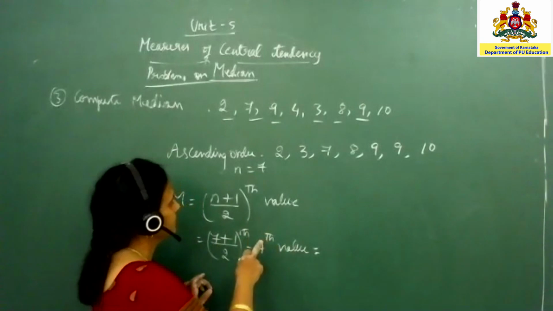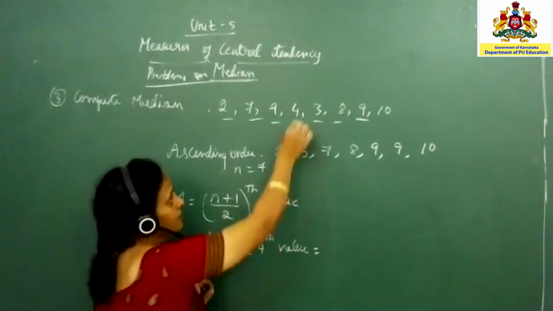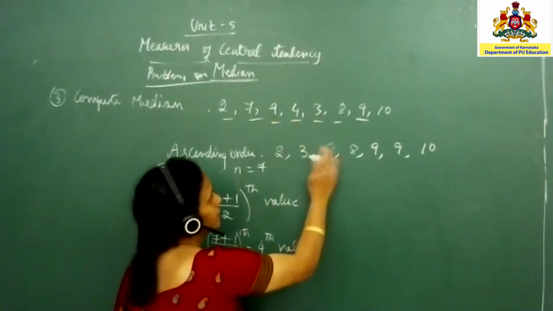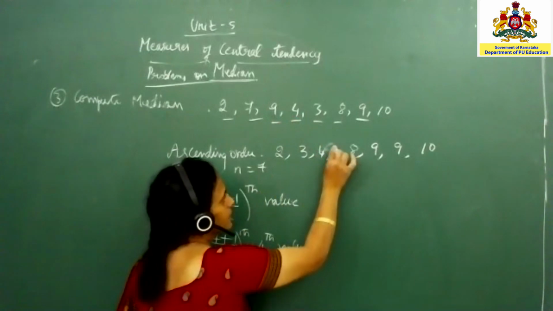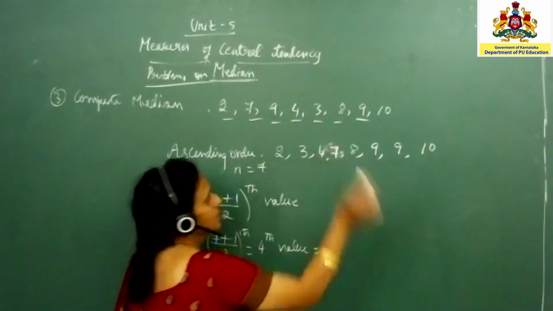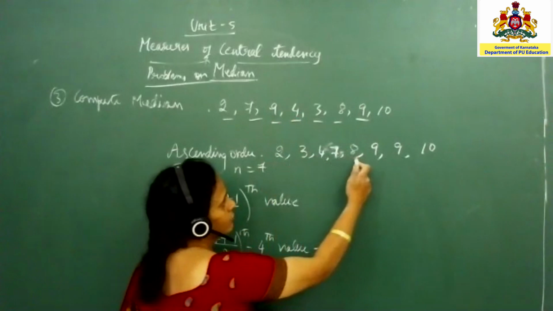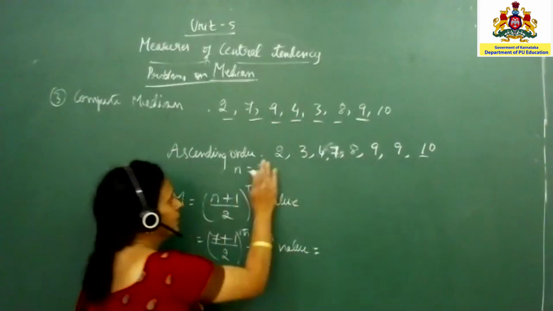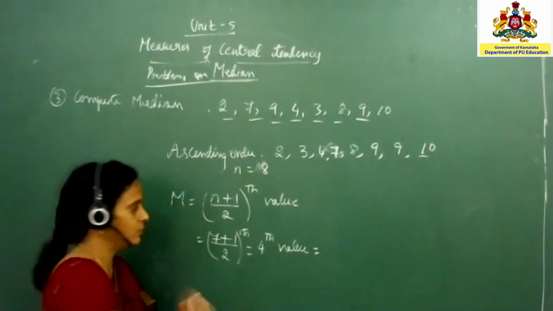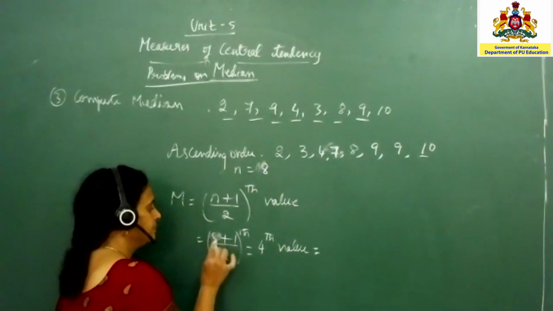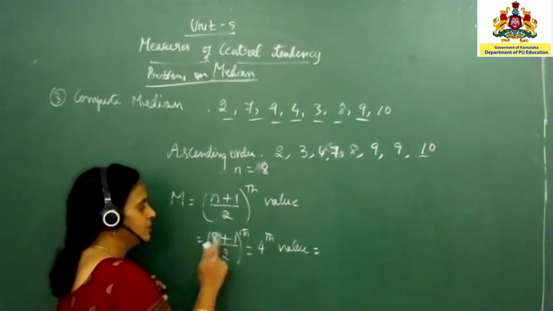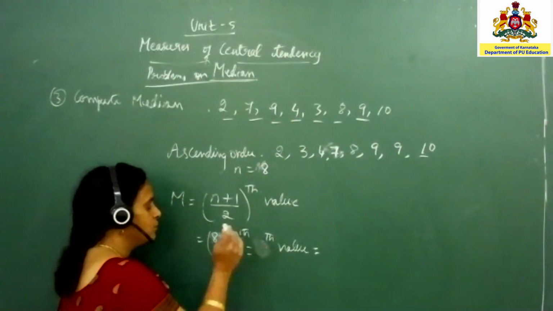Here, it's not the fourth value actually, sorry. This 4 I just forgot here. I had to include that 4 also. So one of the numbers was missed. Now we are getting 1, 2, 3, 4, 5, 6, 7, 8. So n is 8 here, not 7. Let's substitute 8 here. 8 plus 1 by 2, that is 9 by 2. So 9 by 2 is what?